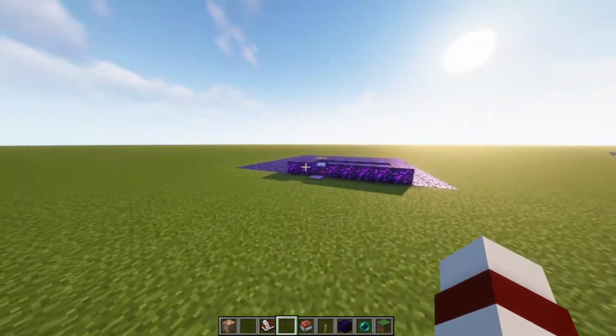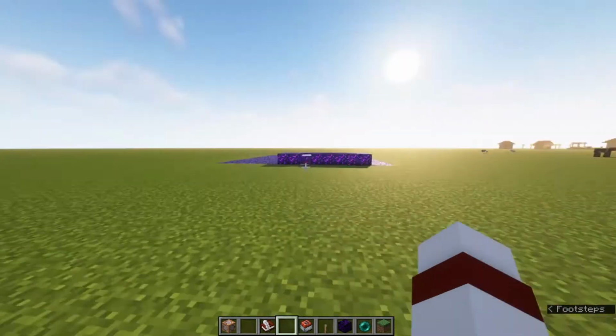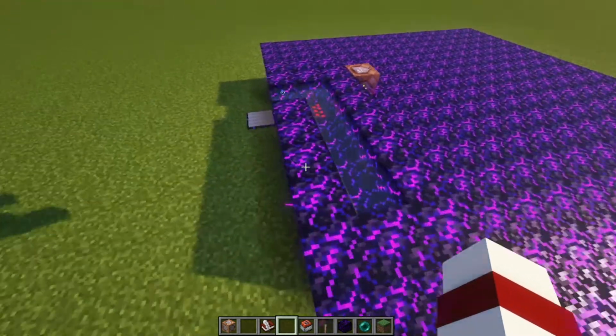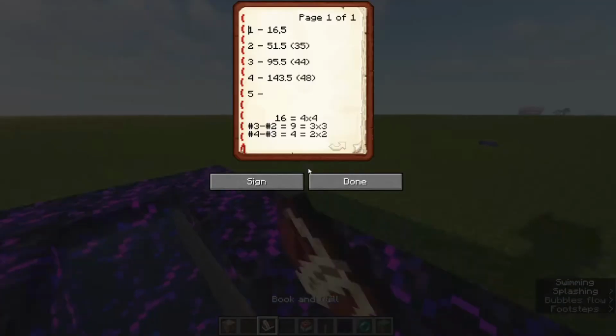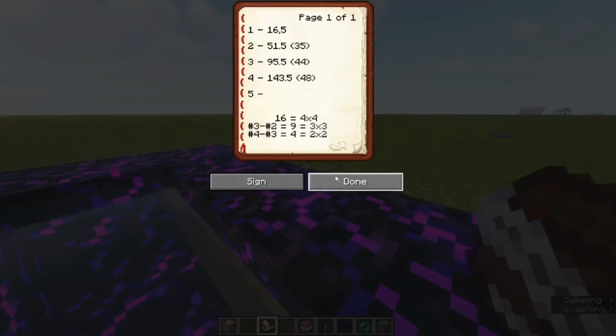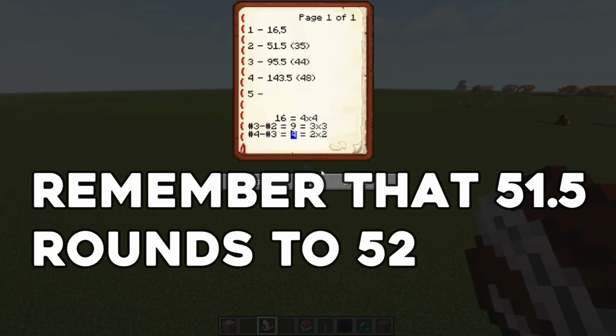So the distance from the machine using one TNT minecart is 16, minus the distance from the machine using 0 TNT minecarts, which is 0, is 16. So the first number we have is 16. For the second number, I did not subtract the first number from the second number. I just took the distance from the second number, 51.5, and subtracted it from these three numbers to determine what our next number will be.